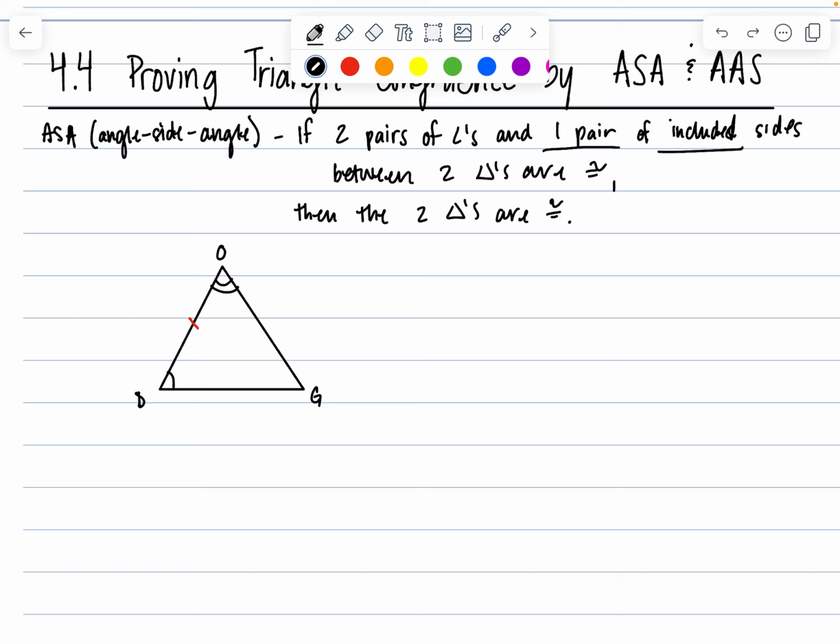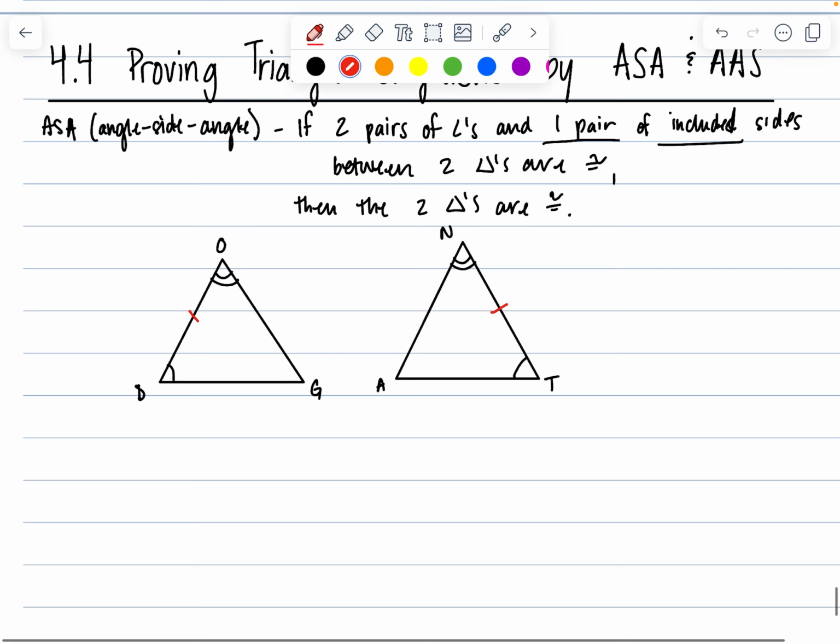And if we make another triangle, it has to follow the exact same pattern. Okay, so for instance, if I put another triangle, let's call this ANT. I'm going to flip this around just a little bit. I'm going to put this tick marker for 1, and then this tick marker for 2. The included side of those two angles has to be NT. And we could then prove that these two triangles are in fact congruent because there are two pairs of congruent angles between two triangles, and the included sides of them are also congruent.